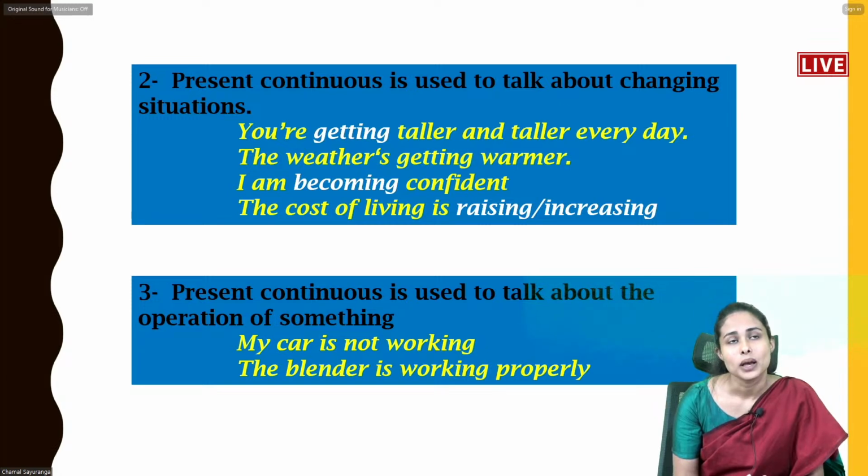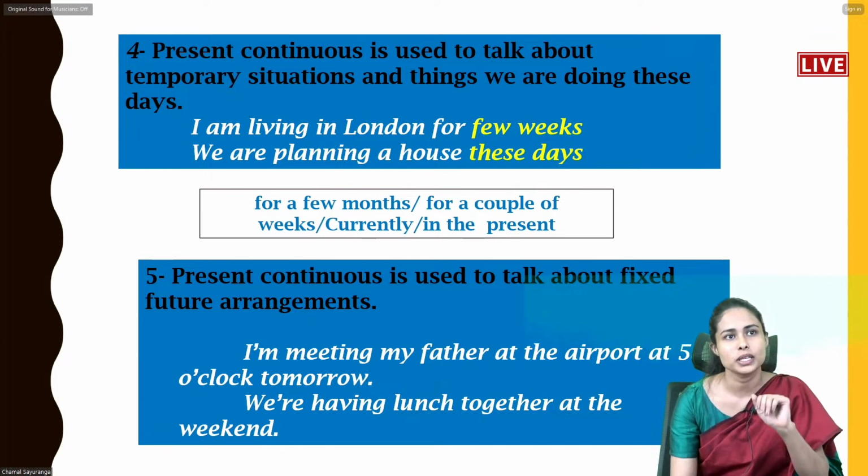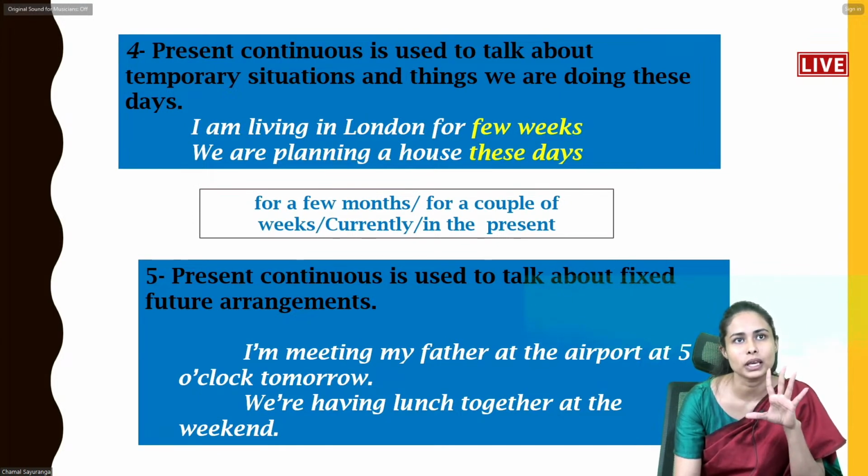Our school is developing day by day. It is a changing situation these days. Good. Present continuous is used to talk about the operation of something. Easy. An example. Yes. Any example? Sentence? My car is not working, my laptop is not working, right? Okay, alright. Can you give me two sentences for these two?